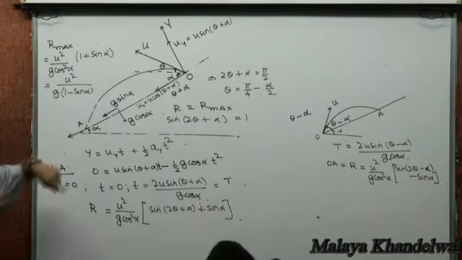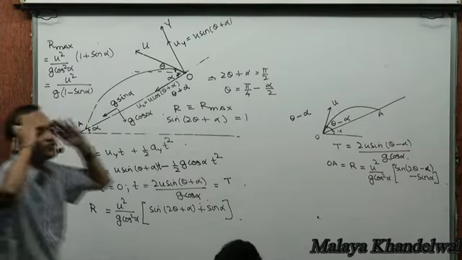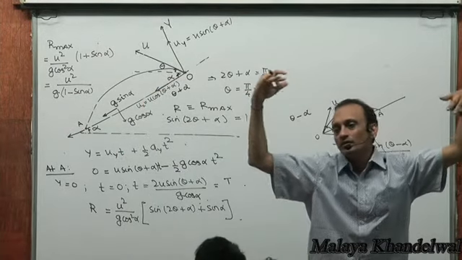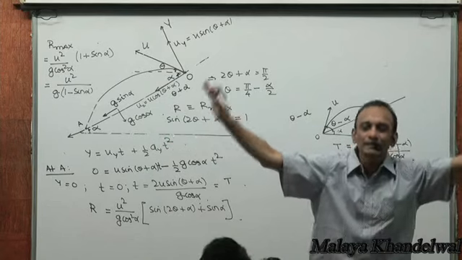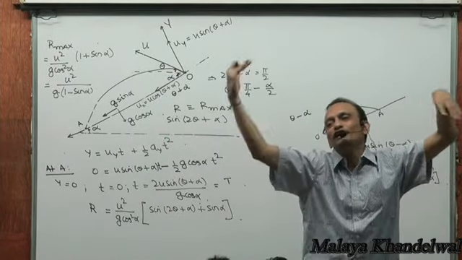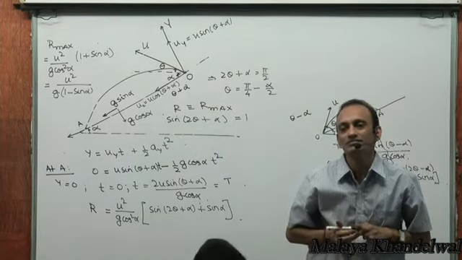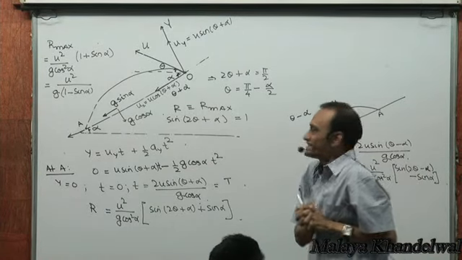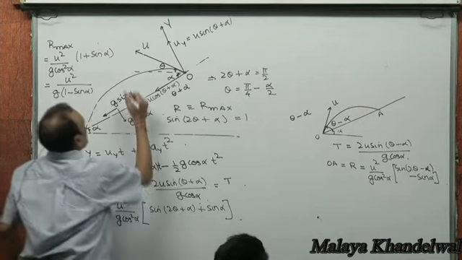Up the plane and down the plane, all that you need to do is remember the results for up the plane, for example, and replace alpha by minus alpha. You get the results for down the plane. That's all.